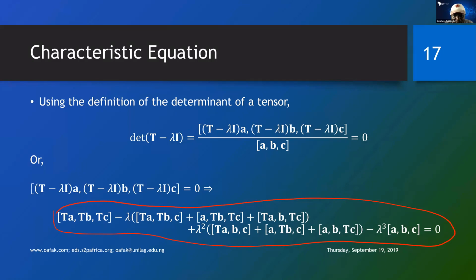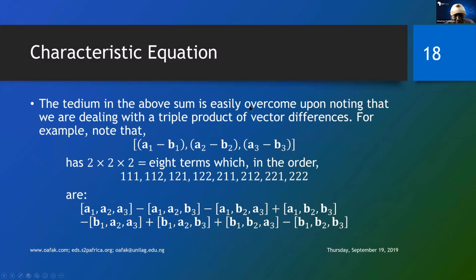So good. I know that this statement is not obvious to the class, and I'm telling you that in the next 5 minutes, it will be obvious to everybody. So pay attention while I make it so. The tedium in the above sum is easily overcome upon noting that we are dealing with a triple product of vector differences. For example, if I have A1 minus B1, A2 minus B2, A3 minus B3, even if we are not talking about triple product, if I multiply these 3 together, how would we do it?